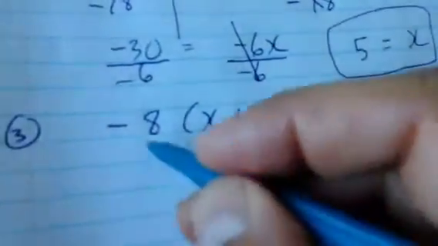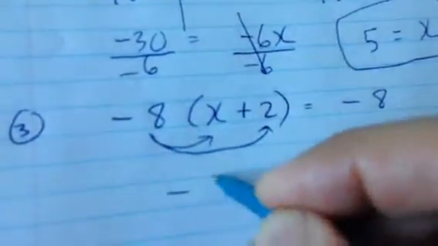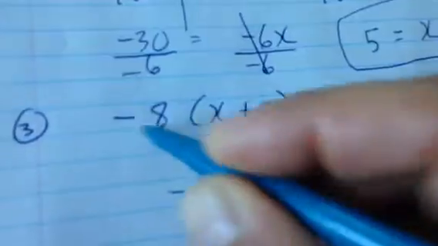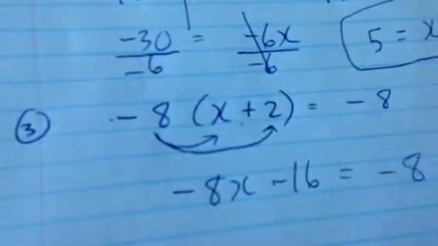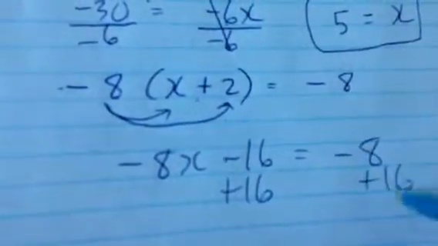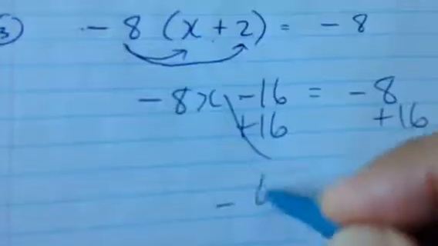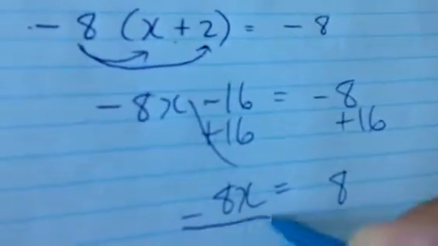Over here, last question, negative 8 times x, negative 8 times positive 2, we get negative 8x. This is negative 8 times positive 2, negative 16, equal to negative 8. We want to get x by itself, so we add 16 both sides, cross that out, negative 8x equals 2. That would be positive 8. Divide both sides by negative 8, divide by negative 8, cancel that out, x equals negative 1. And there it is.